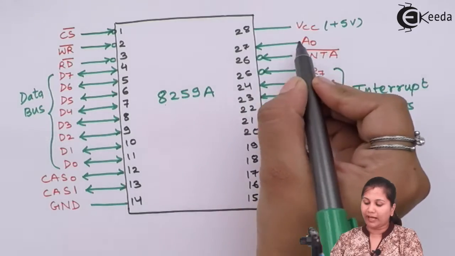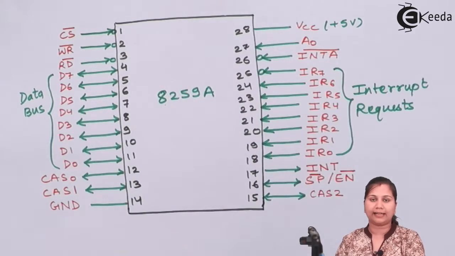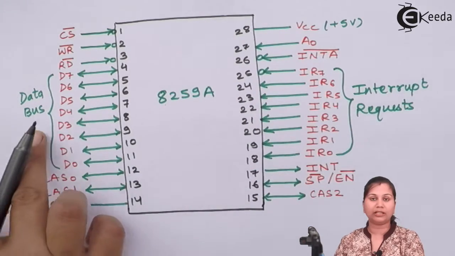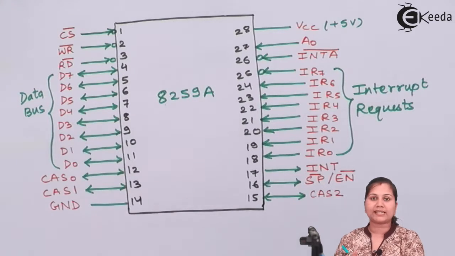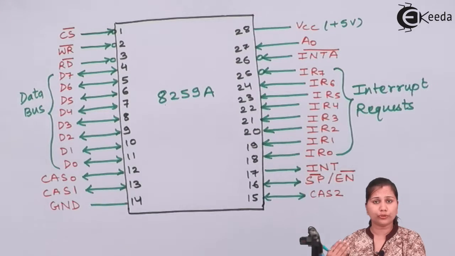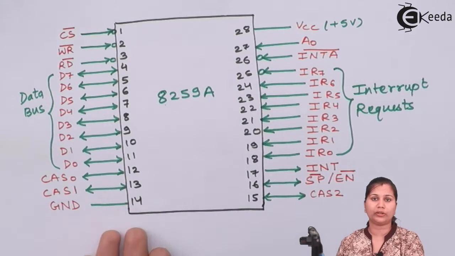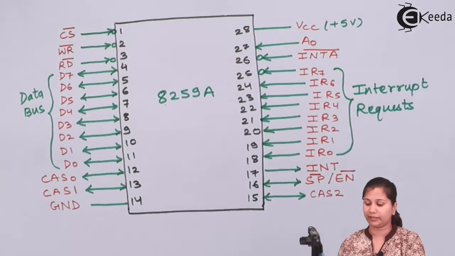Then we have A0. This is the address line of the microprocessor, and this address line decides whether the data available on the data bus is a control word. It is also used to select the chip, so the 8259 is also selected. So it decides the modes of the 8259 by this A0 signal.